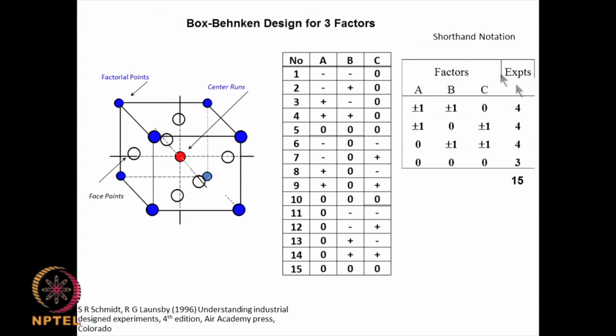This is called the shorthand notation, and this is the normal one we are used to. So when we say plus or minus, plus or minus for A and B and C as 0, this is exactly this. The first 4 experiments are A going both plus or minus, B going both plus or minus, and C at 0, and the 5th experiment is 0 0 0, that is the central point. So we have 3 places where experiments are done at the central point. So this adds up to 15 experiments.